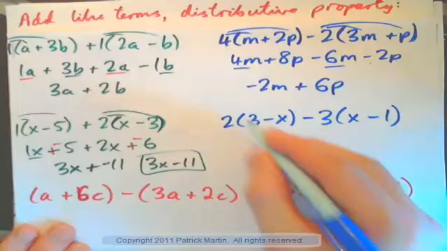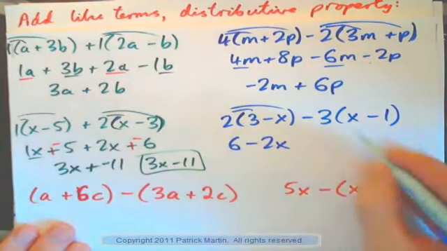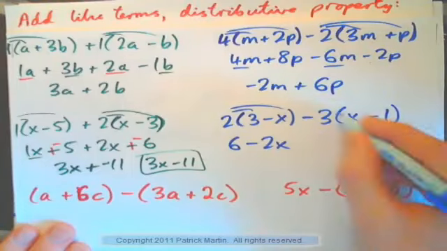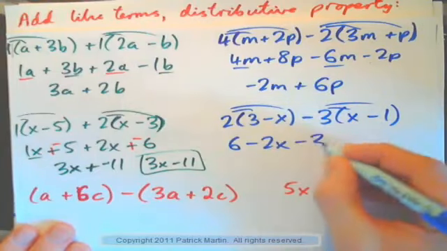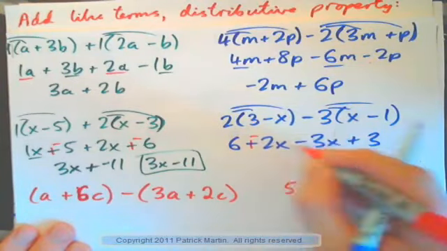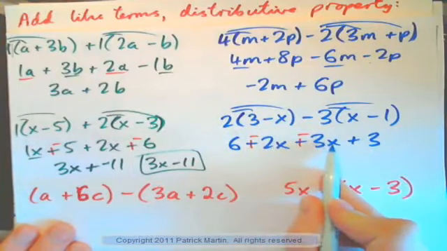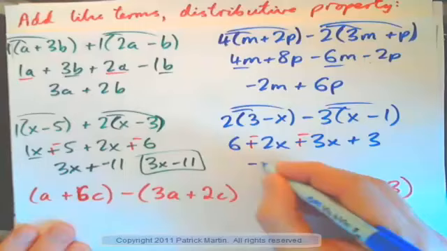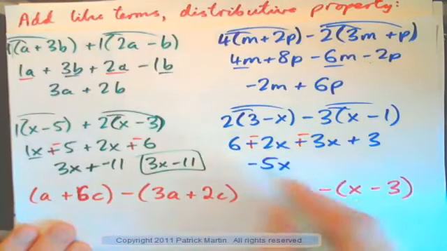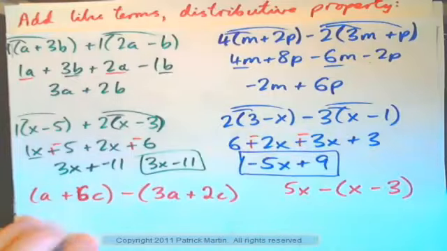Now I'll do it. You have 2 of these bags, so you multiply 2 in, you get 6 minus 2x. Minus 3 in here, multiply negative 3 in, get negative 3x plus 3. Add like terms, and you can put the x's together first. That's plus negative, that's plus negative. Negative 2x plus a negative 3x. 2 negatives and 3 negatives make 5 negatives, negative 5x. 6 and 3 makes 9. So we have negative 5x plus 9.